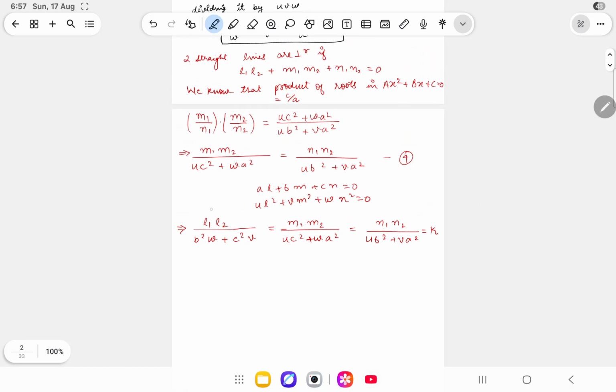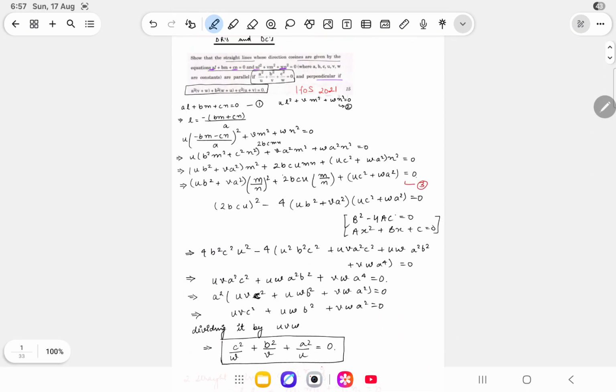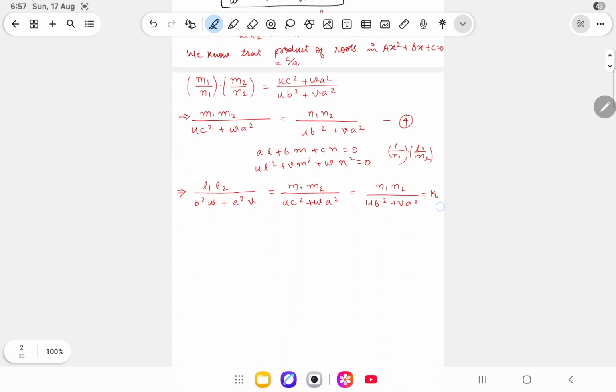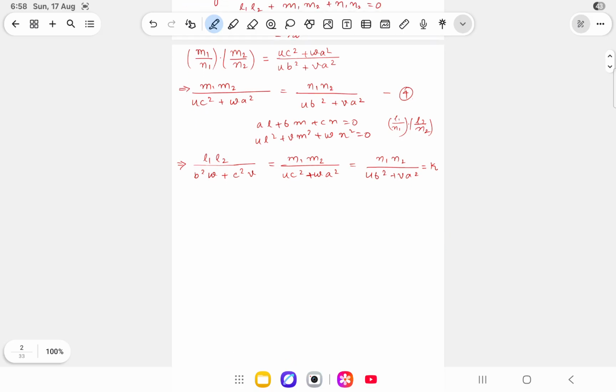You can also calculate this value of L1 L2 by substituting the value of m from this equation in this equation, then you will get L1 by N1 into L2 by N2. That will just increase the time. So just to reduce time, just observe the pattern and move ahead.